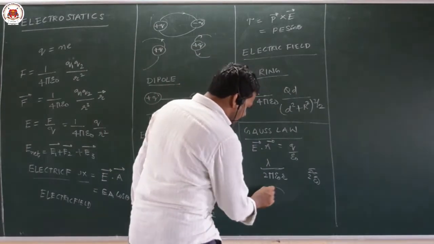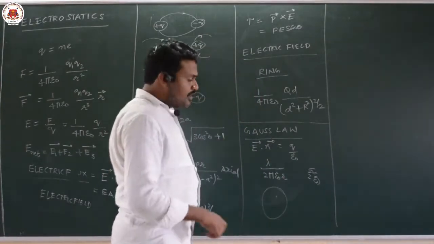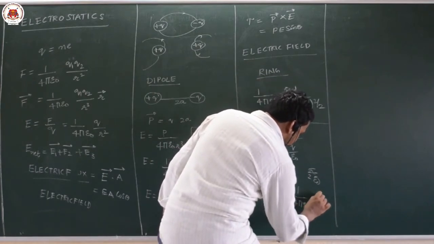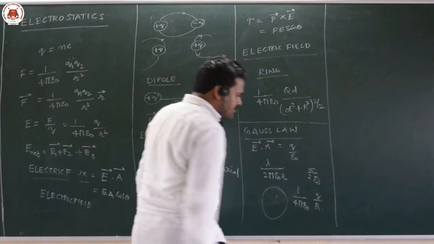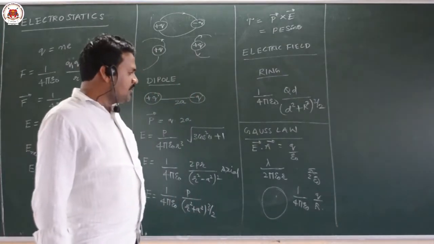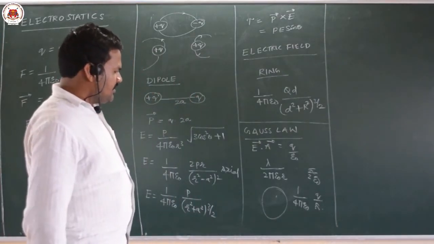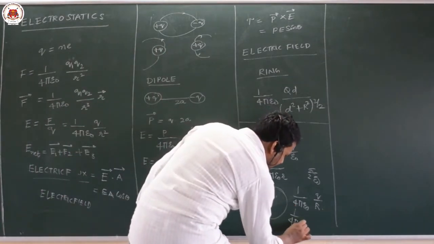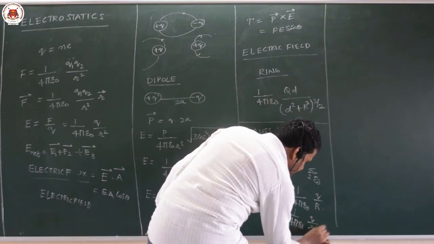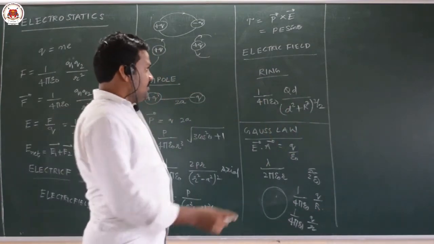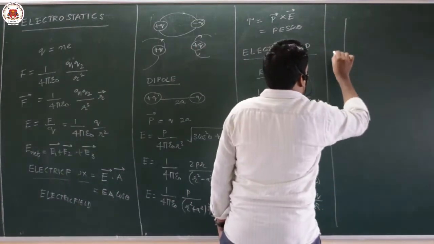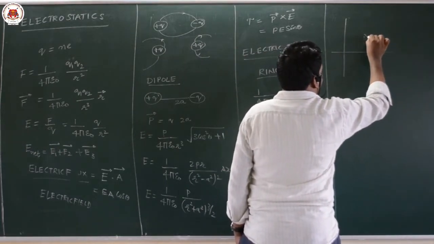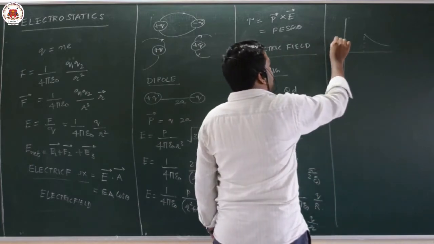And you know inside a hollow sphere electric field is 0. On the surface of a hollow sphere it is 1 by 4 pi epsilon naught q by r. Inside it is 0, outside you will get 1 by 4 pi epsilon naught q by small r squared. If it is a hollow sphere, electric field inside it is 0 until radius r, afterwards it decreases like this. This is E, this is R.